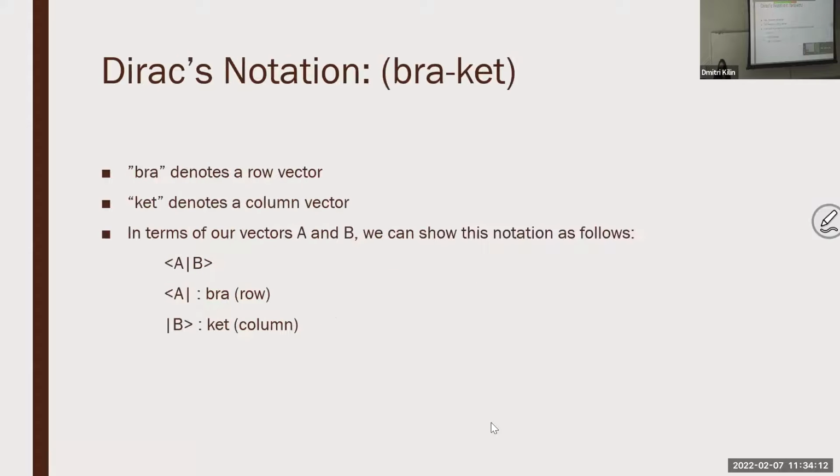And then another way to show this is Dirac's notation. This is the Bra-Ket notation. Bra denotes a row vector and Ket denotes a column. If you were to write this out with the A and B that I showed earlier, it would look like this. In general, if you do a bra times a Ket, so that's row times column, you would get that scalar product that I mentioned before. And if you did the opposite, column times row, you would get a matrix.